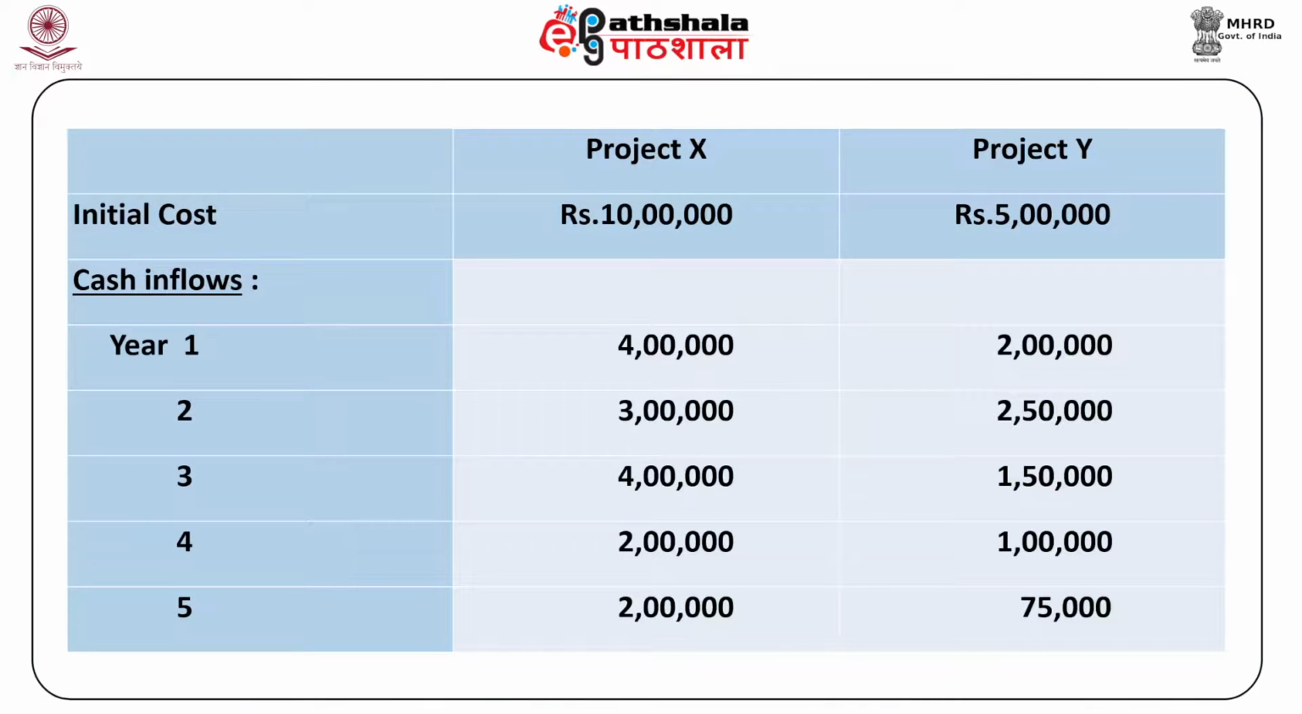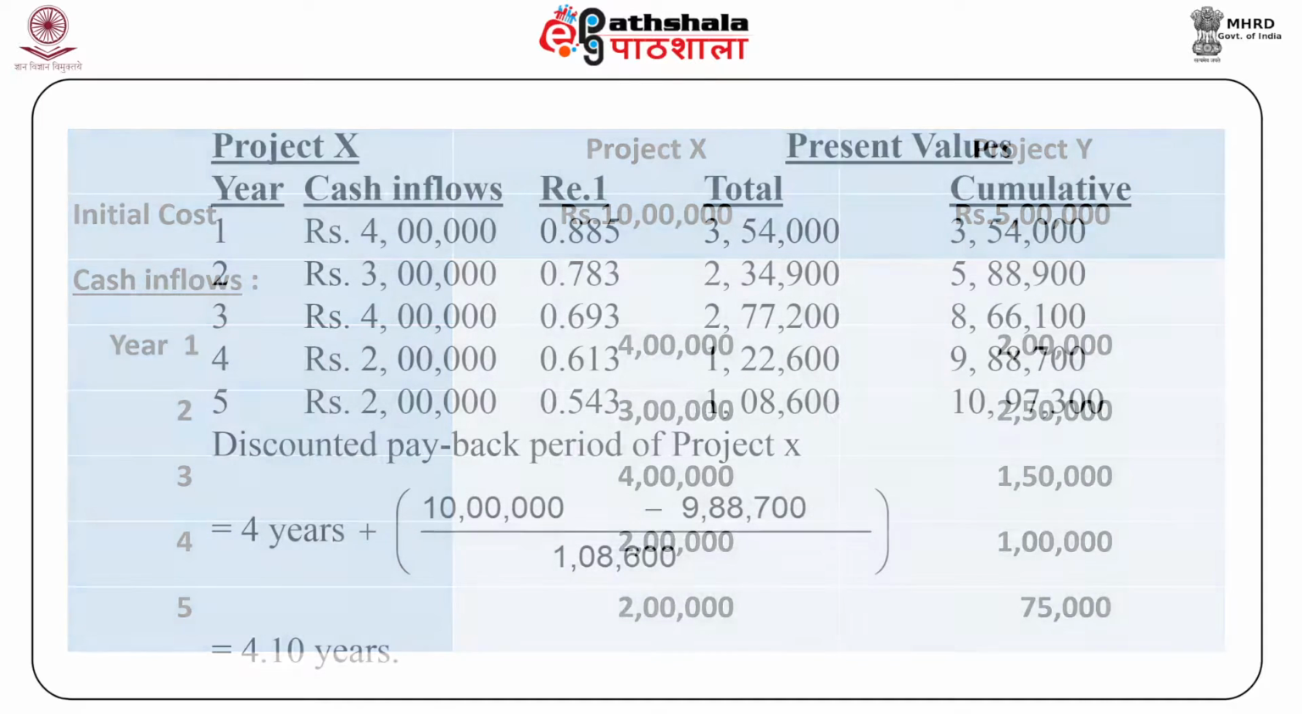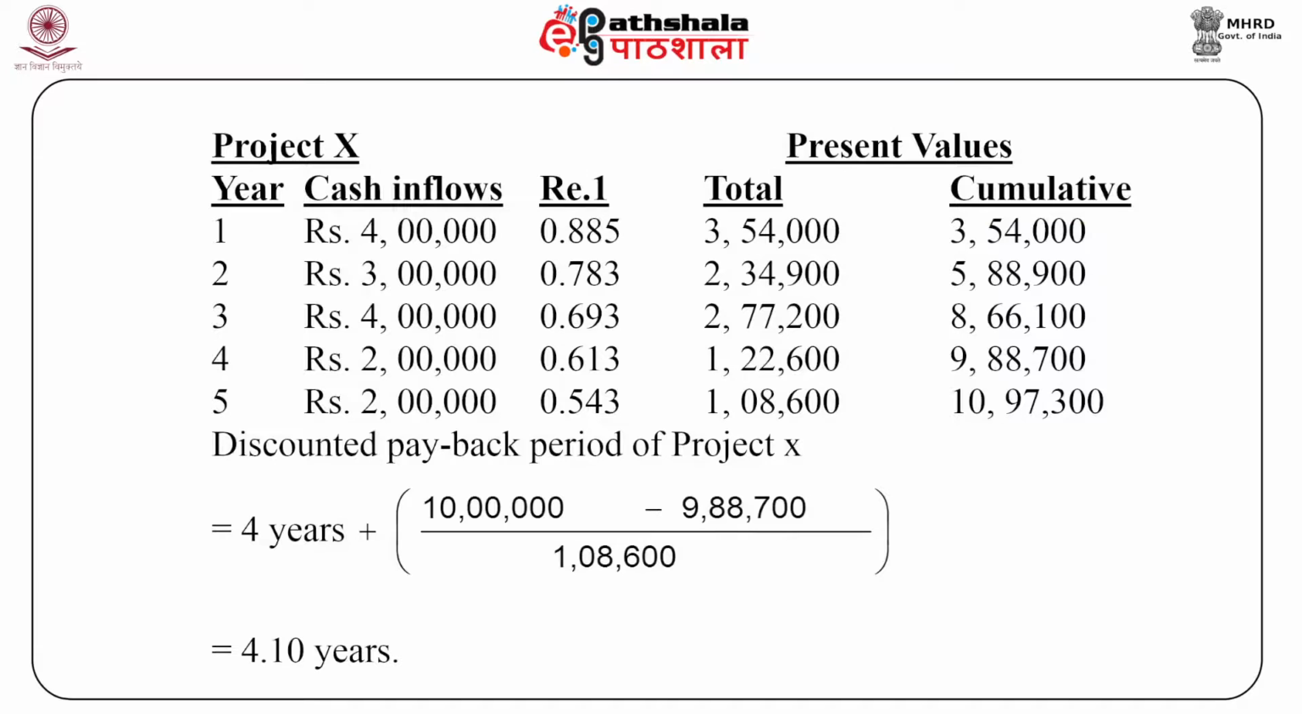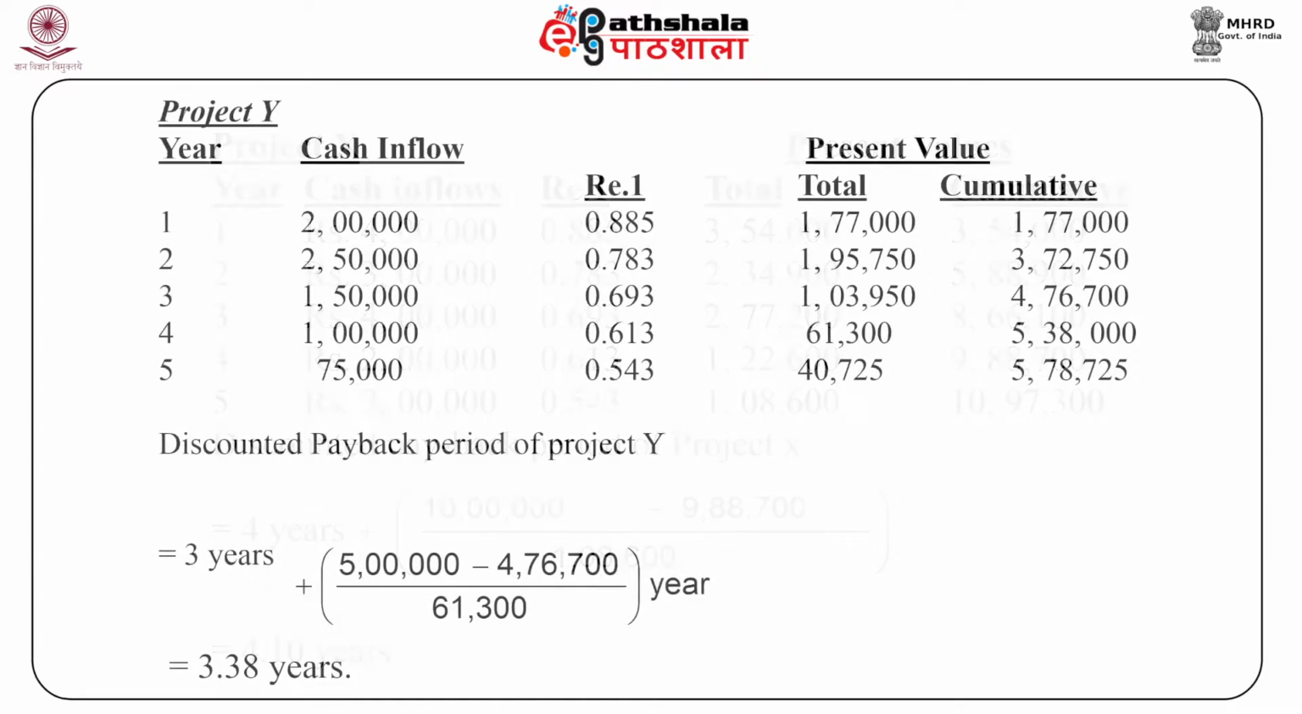A company is evaluating two independent proposals, that is project X and project Y. Now we have to find out, on the basis of this given information, the discounted payback of both projects at the discount rate of 13%. Let us look at the solution of this problem in this table. The discounted payback period of project X comes out to be 4.10 years with the help of the given formula, while in case of project Y, this comes out to be 3.38 years. By evaluating the projects using discounted payback period, project Y should be installed.